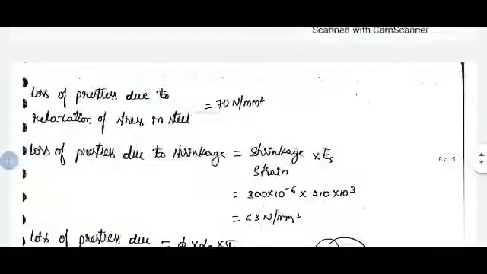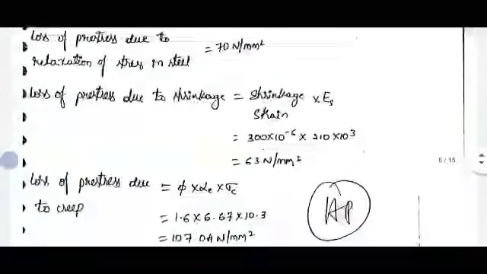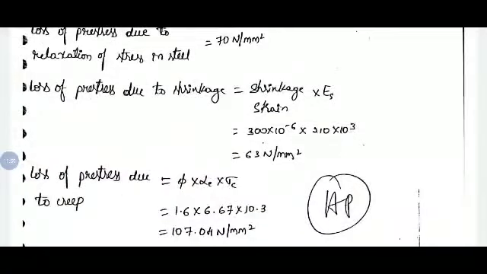Then loss of prestress due to relaxation of stress is directly given, 70 Newton per mm square, take it as it is. Loss of prestress due to shrinkage strain is given, take it and simplify, we will get 63 Newton per mm square. Creep coefficient is given, so we need to go with the creep coefficient method.